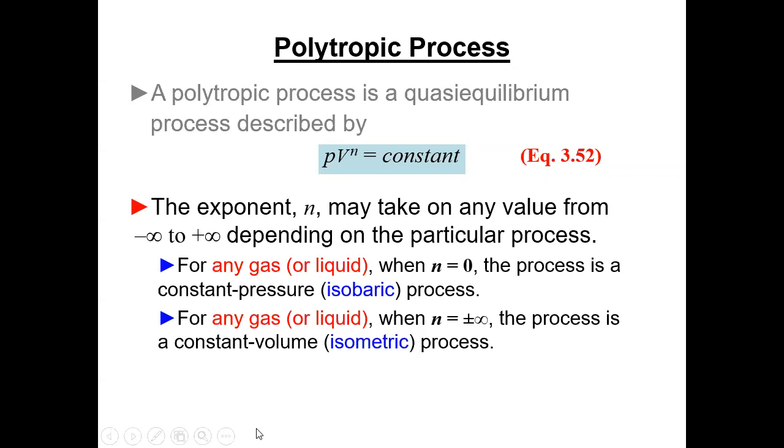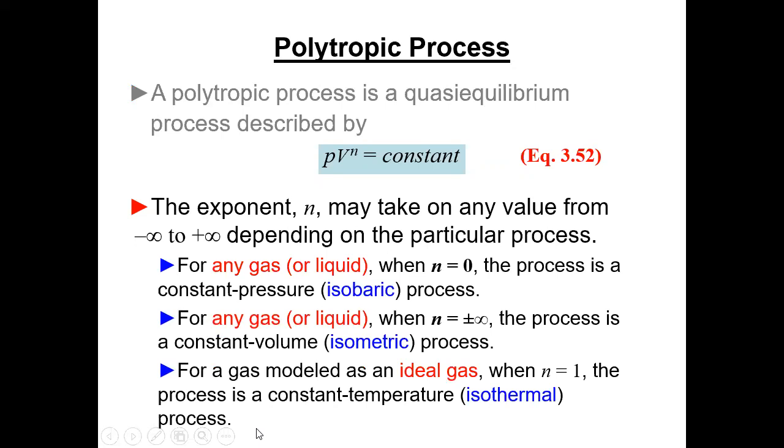If n is equal to plus or minus infinity, then it's a constant volume process. So if you look along a PV diagram, then that line is just a vertical line, and in the positive direction it just goes forever, and in the negative it goes forever. So anyway, numerically that means it's an isometric or isochoric process.